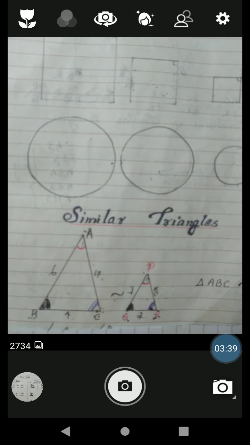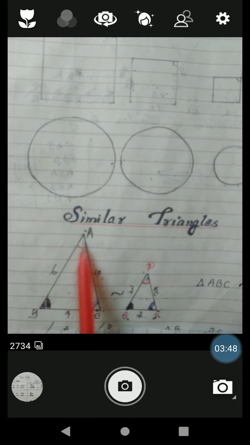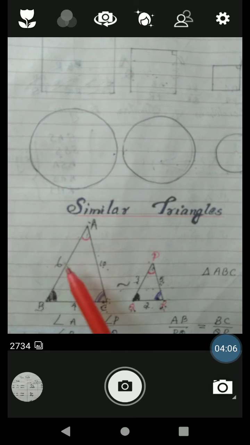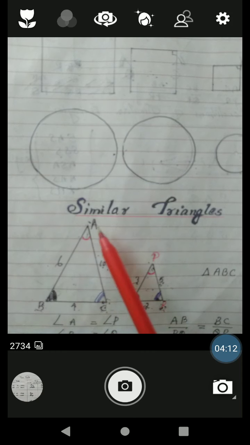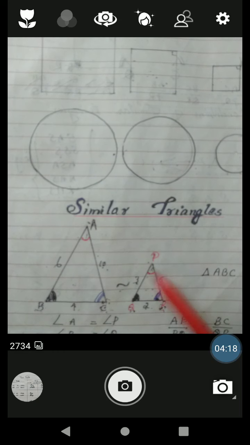You just look here. Corresponding angles are equal. If two triangles are similar, suppose triangle ABC and triangle PQR, angle A equals angle P, angle B equals angle Q, and angle C equals angle R. Suppose the sides of this bigger triangle are AB 6, AC 10 and BC 4. And in the smaller triangle, PQ 3, QR 2 and PR 5.